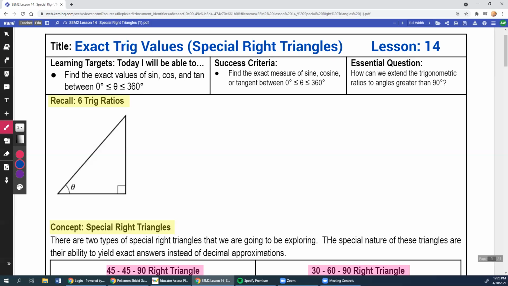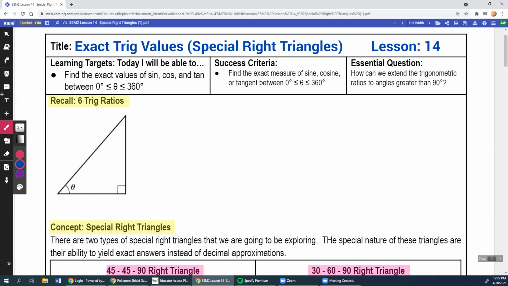Hello, everyone, and welcome to lesson 14. We are now coming back to trig. So today we are going to be finding exact trig values using two special right triangles. Now, before we jump into that, though, we need to recall our 6 trig ratios.